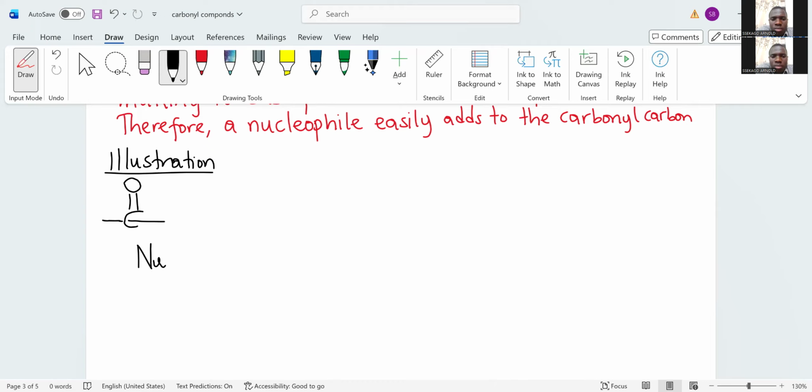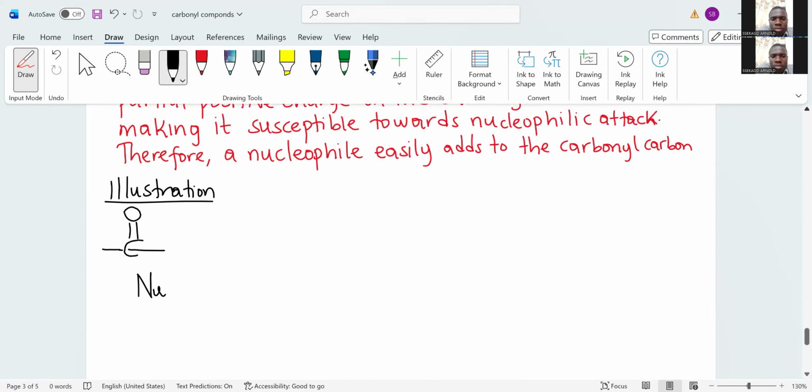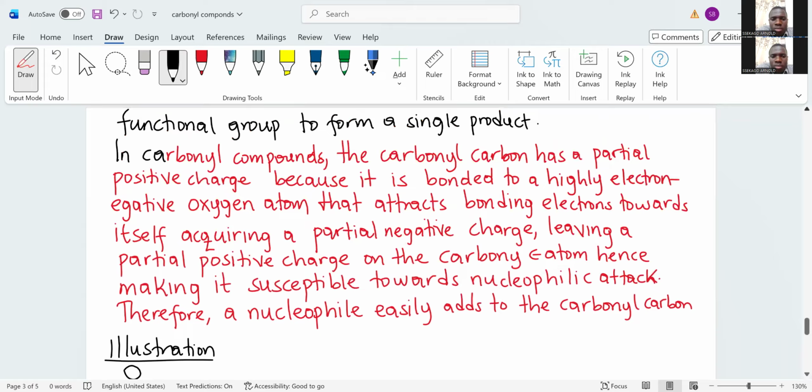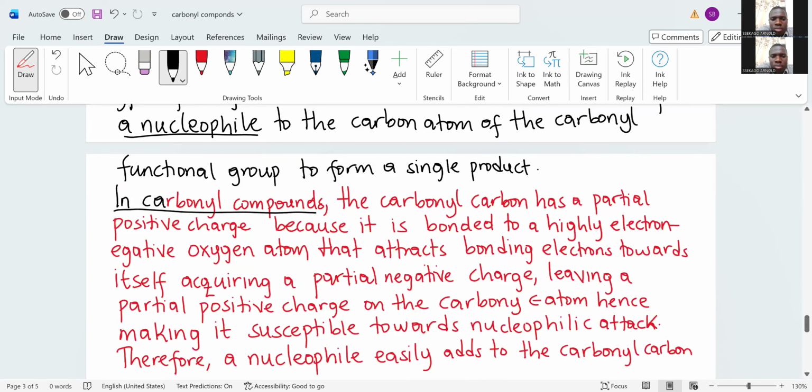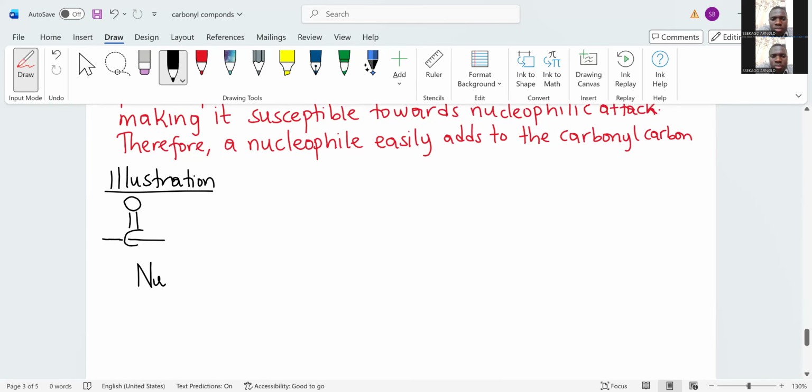What induces its addition? There must be something which is electron deficient. If it is available, the nucleophile is able to donate its electrons to that thing which is electron deficient. Therefore, we have to first create something which is electron deficient so that a nucleophile is added. So what have we said here? We have said that in carbonyl compounds, the carbon atom within carbonyl compounds is electron deficient. This carbon here you see is electron deficient.